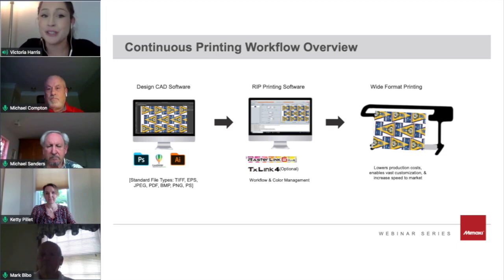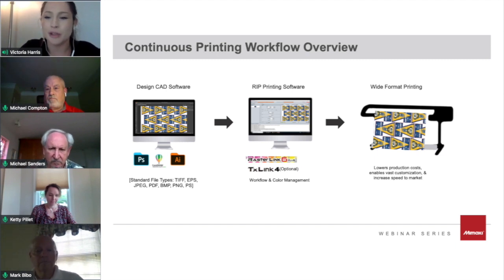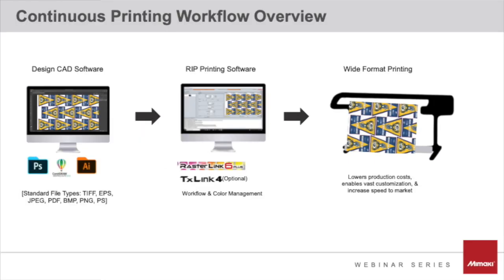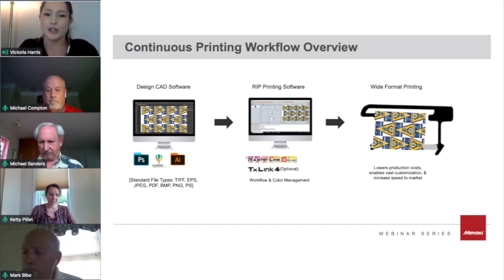So, a continuous printing workflow overview. You will start off with your CAD software, and this could be Photoshop, Illustrator, CorelDRAW. Standard file types that can be utilized are PDF, TIFF, EPS, JPEG, PNG. These are the standards. There's others as well. From your CAD software images, you will then open the file in the RIP printing software. The RIP software functions and communicates to tell the printer to print. So this is where you would set up your workflow, your quantity to be printed, color profile, color management.